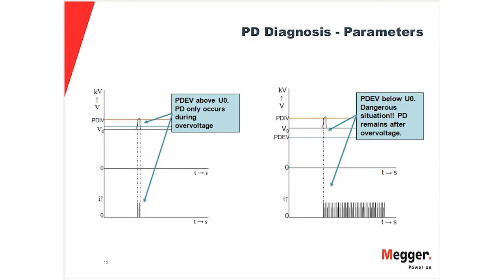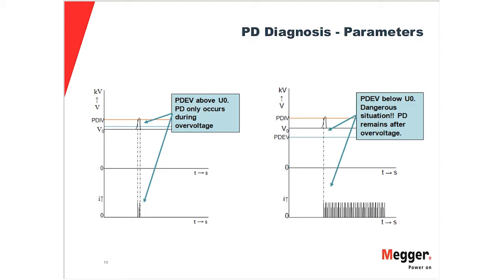So in contrary to that, I try to explain it here. You see PDIV is well above U0, which is represented here by the black line, but in this case the extinction voltage would be fairly below U0. So the effect from such a thing would be you have again switching process in your network which is generating a peak. One of that peak is strong enough to trigger the partial discharge, but since the extinction voltage is below U0, even though that peak is gone, the partial discharge would still be ongoing.